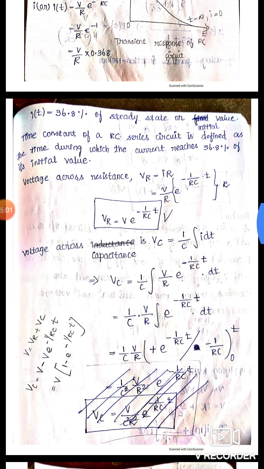Next, going to find the voltage across capacitance. So the voltage across the capacitor, V sub C, is equal to 1 by C integral of i dt. Now substitute the i value. The above equation becomes V sub C is equal to 1 by C integral of V divided by R into e power minus 1 divided by RC into t into dt.